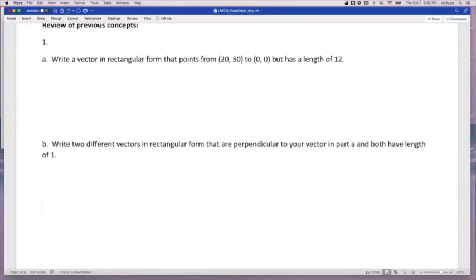In this video, we're going to review the answers to homework 6. Question 1. Write a vector in rectangular form that points to 20, 50 rather, to 0, 0, but has a length of 12.